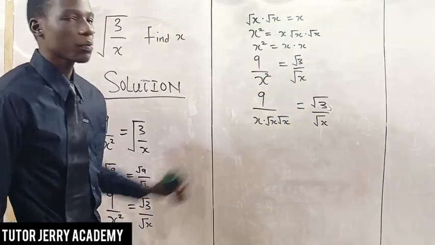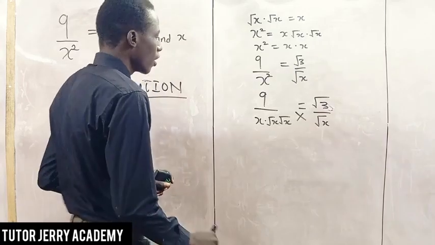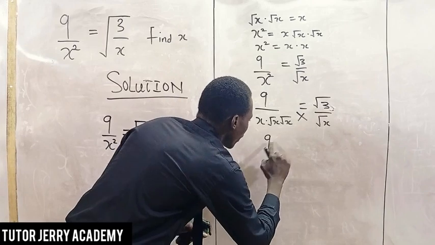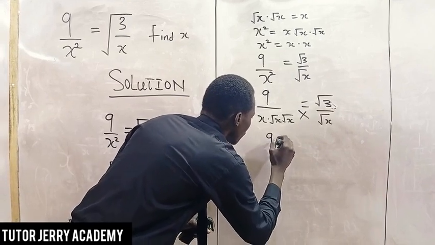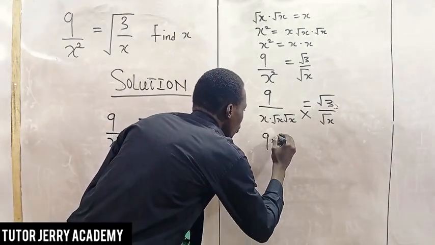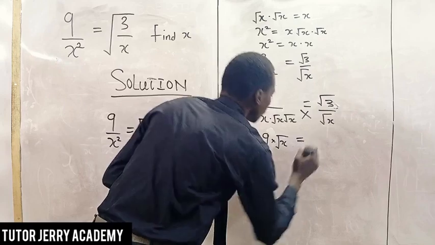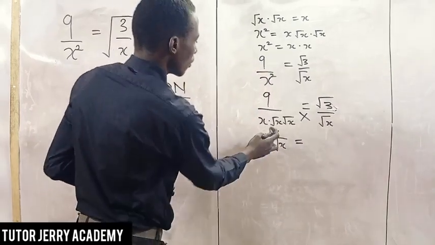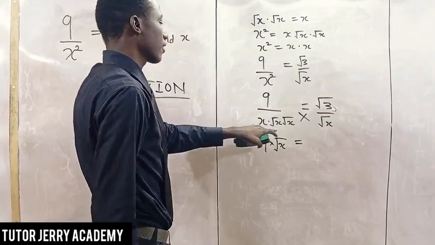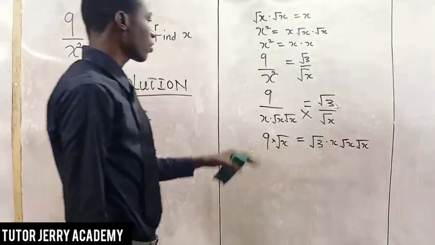So we are going to be cross multiplying this equation. To cross multiply, we are going to have 9 multiplied by the square root of x equal to x, that is, the square root of 3 multiplied by x, the square root of x, the square root of x. So this is what we have.